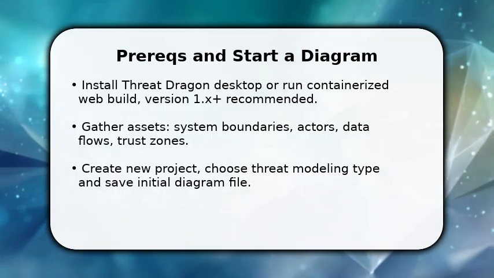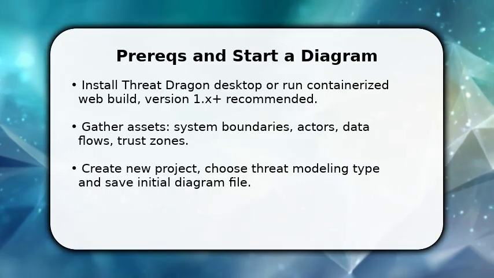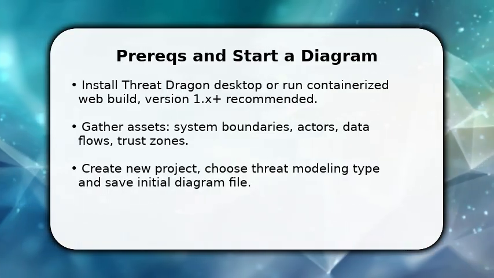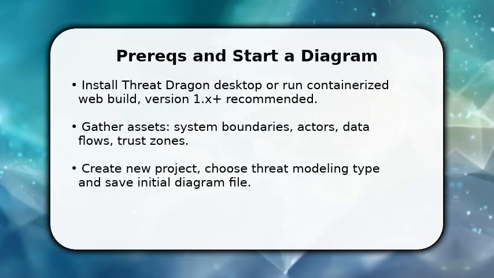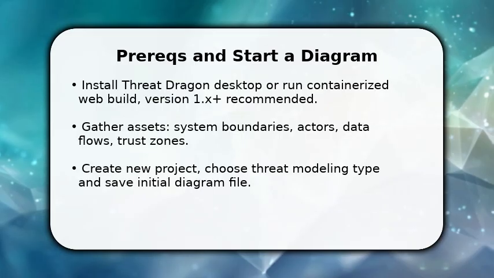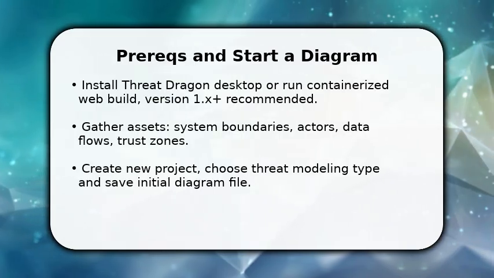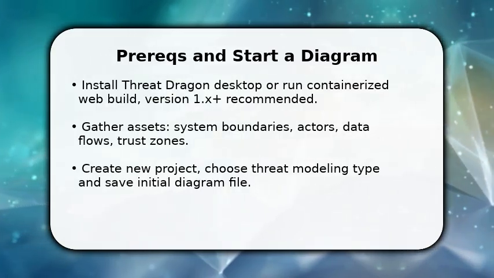You begin by confirming prerequisites and starting a diagram. Install Threat Dragon or open the hosted app, then create a new project. Once done, define a simple scope. Draw system boundary, place external actors, and sketch primary data flows so you can reason about trust.